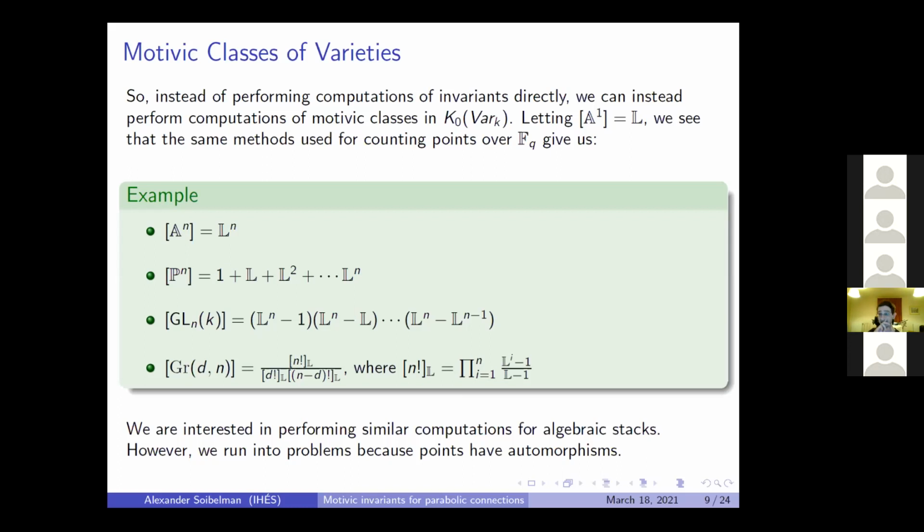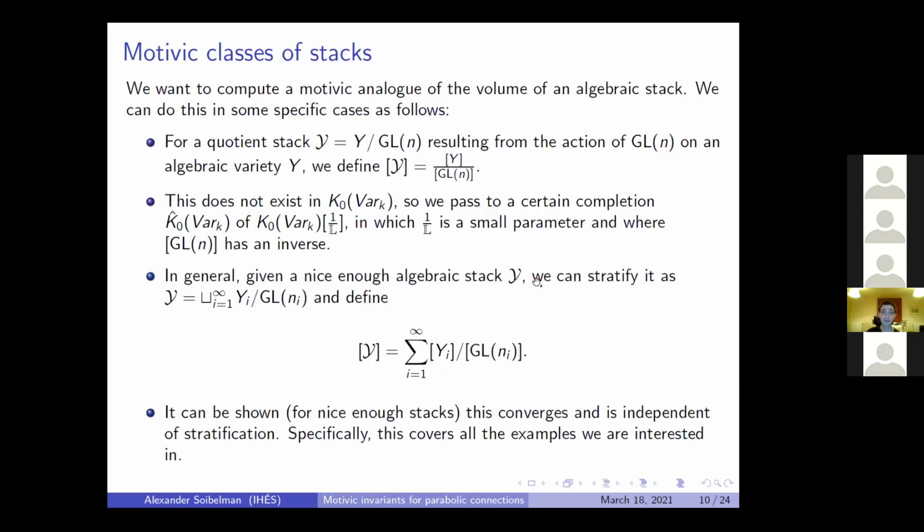One problem is that now points have automorphisms, and dividing out by the automorphisms, as in the case of the volume of a stack over a finite field, might no longer be possible because you can't invert the class of the automorphism group in question. I'm going to talk about how to get around this in a very limited case, where my stack can be broken up into pieces that all look like quotient stacks by the action of the group GLn. For nice enough stacks like that, it's possible to still define the motivic class in something that at least comes from the Grothendieck ring.